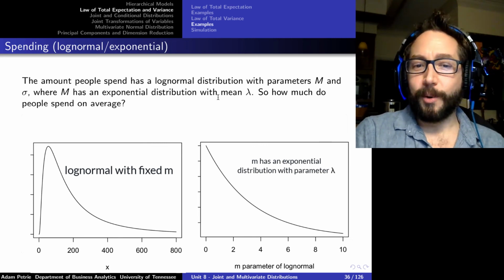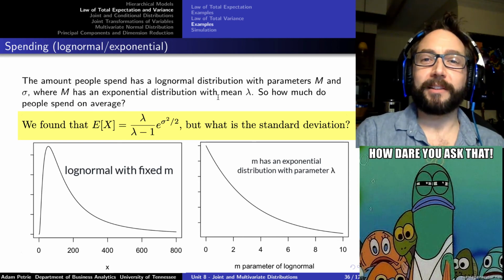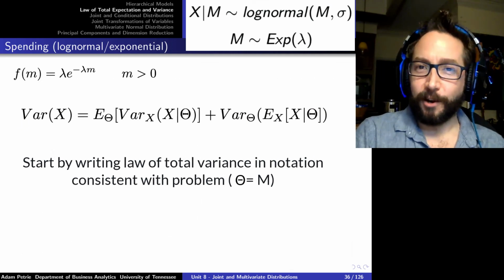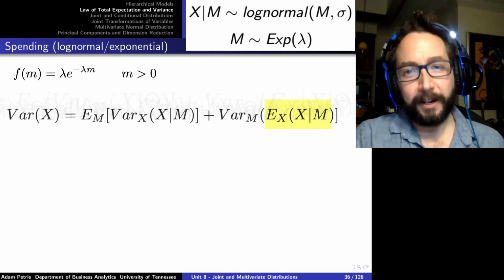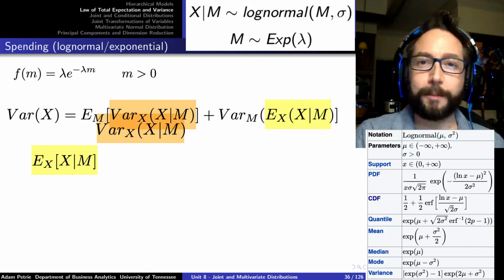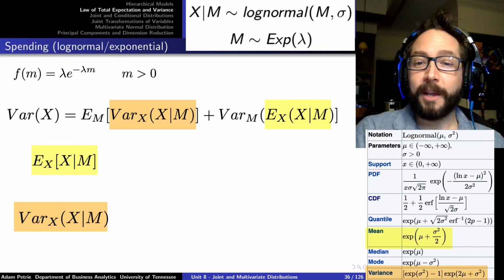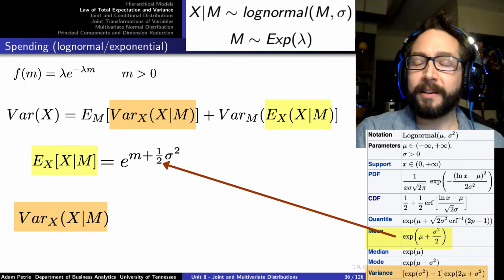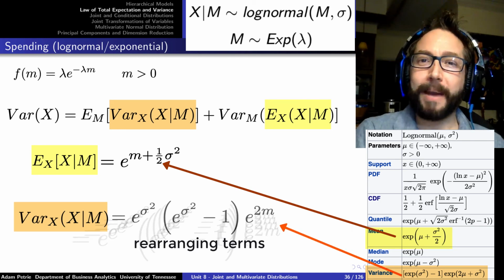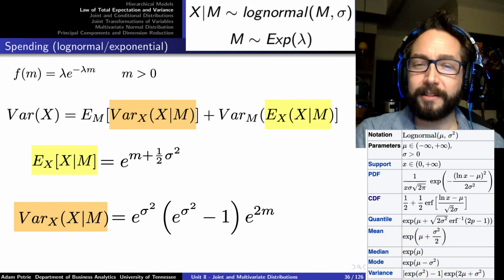So let's go ahead and calculate the variance of X here using the law of total variance. Step 1 says, let's get the expected value and variance of X, assuming that M was a fixed quantity. So we head over to Wikipedia and find the formula for the variance of a log normal. We write it out: e to the sigma squared, times e to the sigma squared minus 1, times e raised to the 2M power. That's our formula for the variance of X if M was a constant.